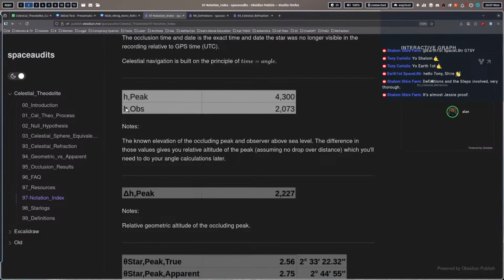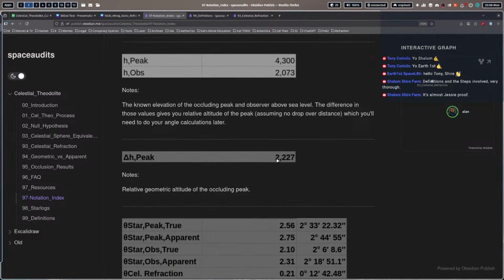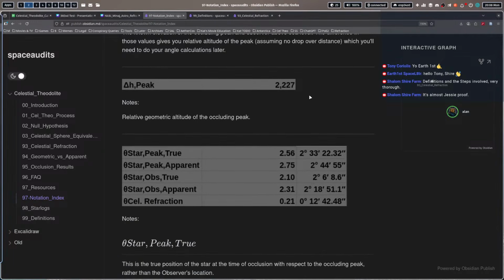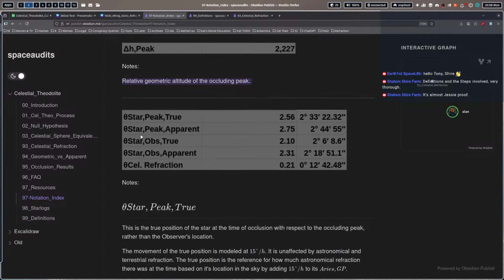Suppose we have a mountain peak to start us off, and we want to know what the physical elevation angle of that mountain is based on our location. So we would have the H peak here. This represents the height of the peak. Height observer is your relative elevation above sea level. All of these are above sea level. That difference gives us the delta H peak. This is going to be the relevant information for the next part of the analysis in the spreadsheet as it moves forward. This is the relative geometric angle of the occluding peak if there's no drop over distance.